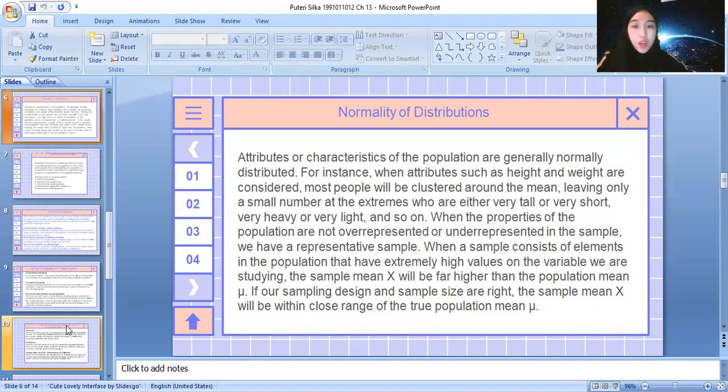When the properties of the population are not overrepresented or underrepresented in the sample, we have a representative sample. When a sample consists of elements in the population that have extremely high values on the variable we are studying, the sample mean X will be far higher than the population mean μ. If our sampling design and sample size are right, the sample mean X will be within close range of the true population mean.